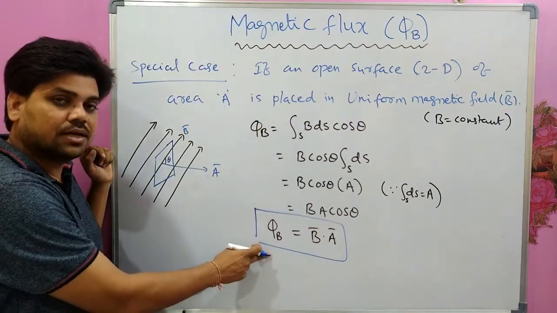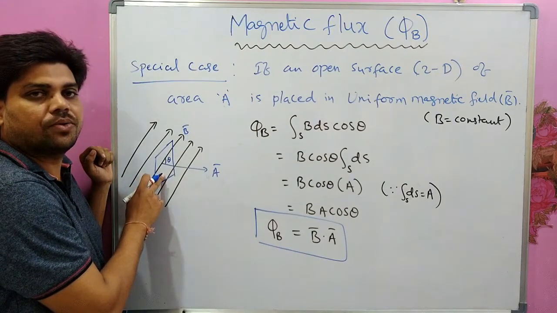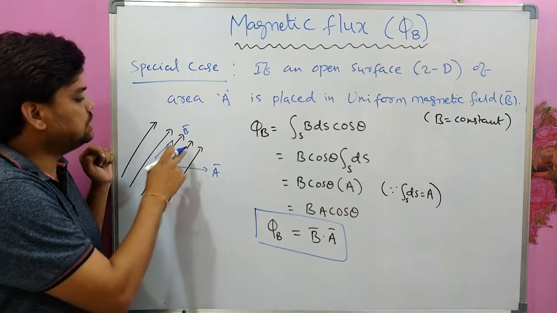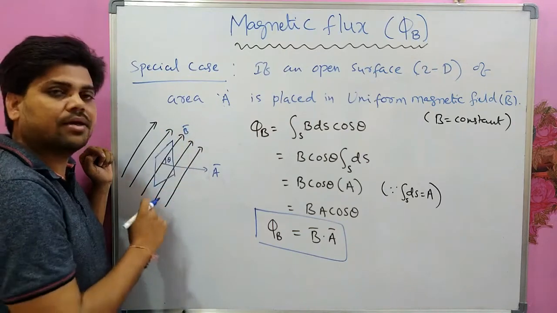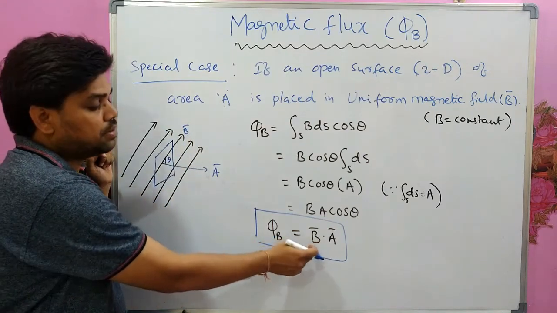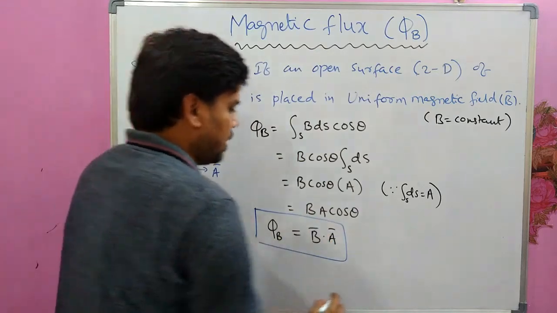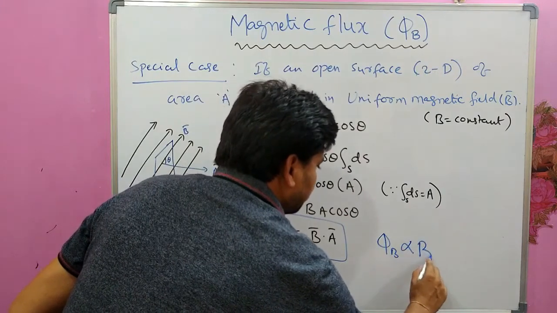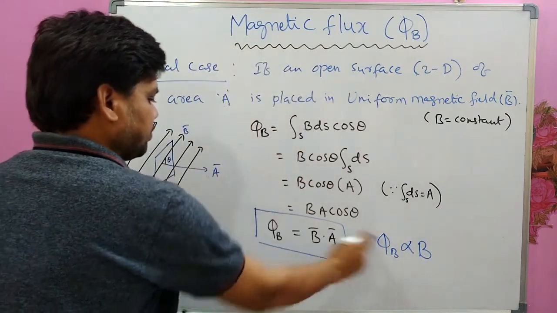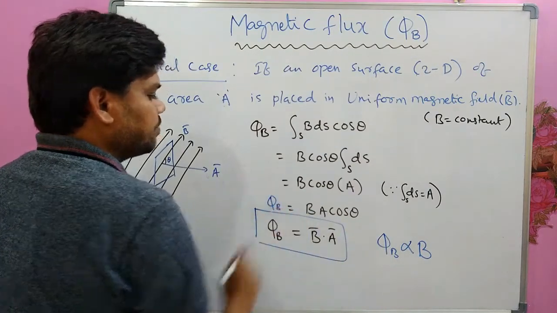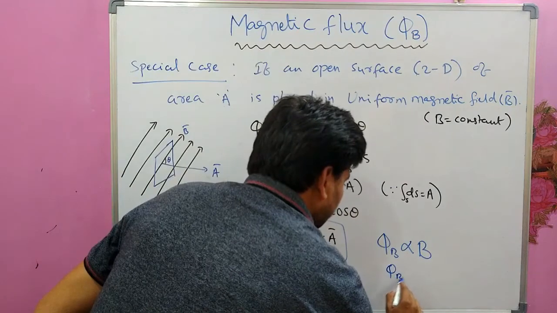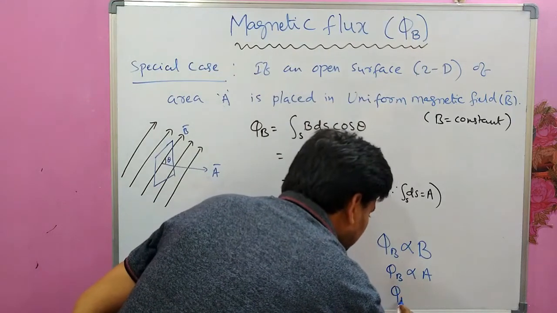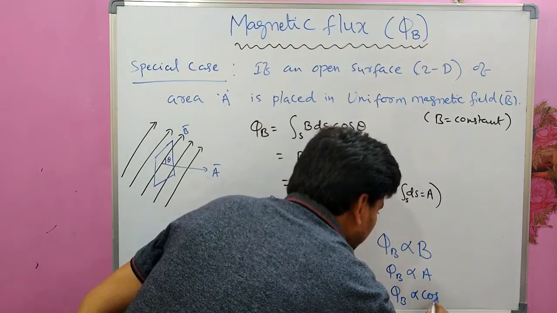The magnetic flux passing through a surface with area A placed in uniform magnetic field B bar is equal to phi B equals B bar dot A bar. And from this, I can clearly write that phi B is proportional to B, phi B is proportional to A, and phi B is proportional to cos theta.